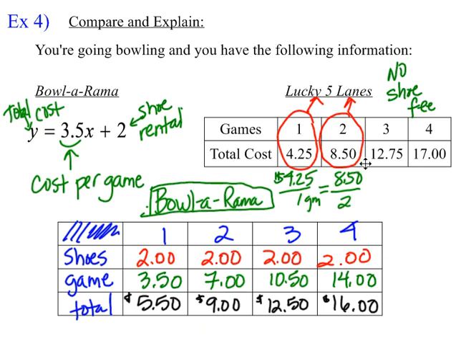Where things start to get better for us to go to the Bowl-O-Rama is when we get to 3 games and 4 games or more, because then the Bowl-O-Rama is cheaper. So if we were going to do an analysis, we would say that if you wanted to bowl 2 or fewer games, go bowl at the Lucky 5 Lanes. You want to bowl 3 or more games, you're going to bowl at the Bowl-O-Rama. So hopefully this technique of knowing when something is proportionate or not proportionate can help you realize where fixed fees are, be able to do a comparison and an analysis.